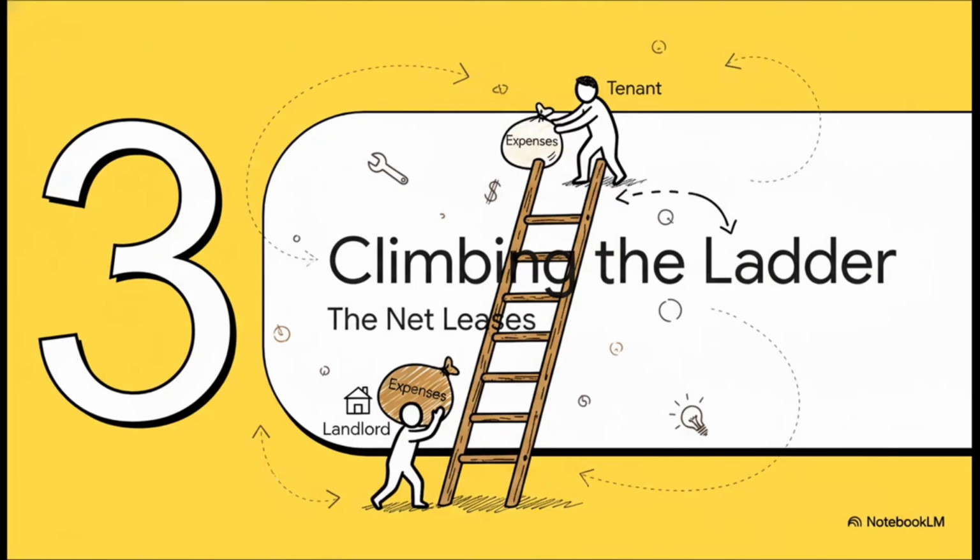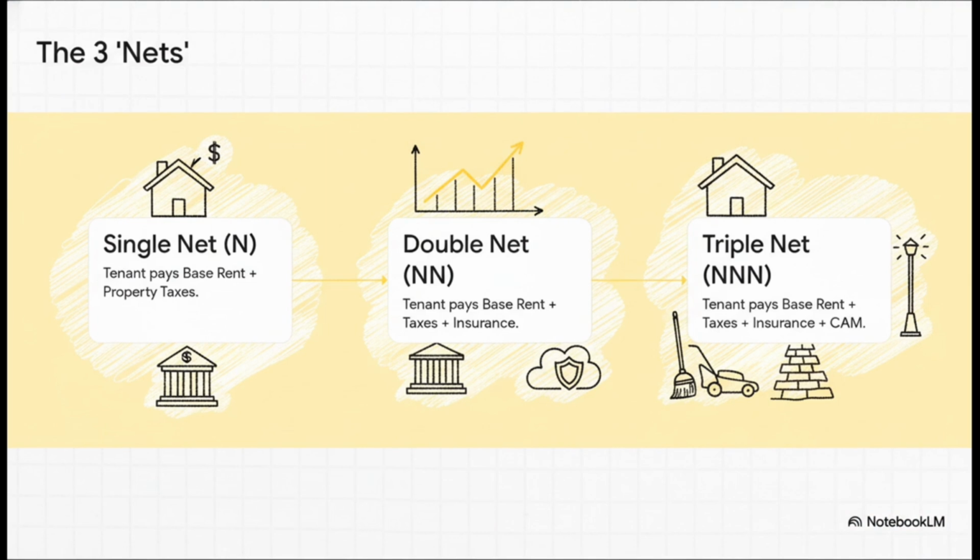Okay, time to start climbing that ladder of responsibility. We're moving into the world of net leases. And with these, you're going to see the burden of all those operating expenses start to shift, moving away from the landlord and onto the tenant's plate. So here's how that shift actually works. It's pretty logical, actually. Each N, or net in the name, stands for a major expense category that gets passed on to the tenant. So with a single net, the tenant pays property taxes. With a double net, they pay taxes and insurance. And then you get to the big one, the industry standard for most retail and industrial properties, the triple net, or NNN lease, where they pay for everything.